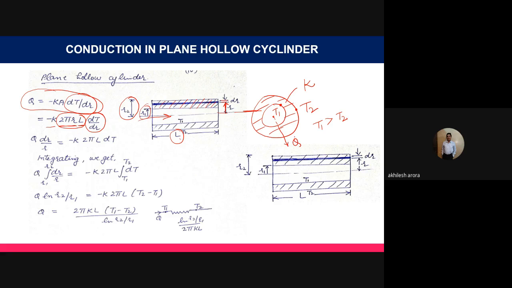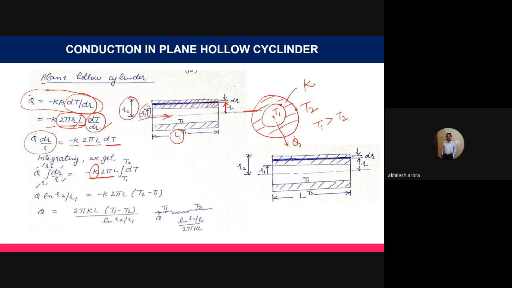Then I can take r and dr on the left hand side. So I get q dot into dr by r, and on the right hand side we are left with minus k 2 pi L into dT. For calculating the heat transfer, on the left side we integrate from radius r1 to r2 of dr by r, and on the right hand side k into 2 pi L, considering that the thermal conductivity of the material is constant.